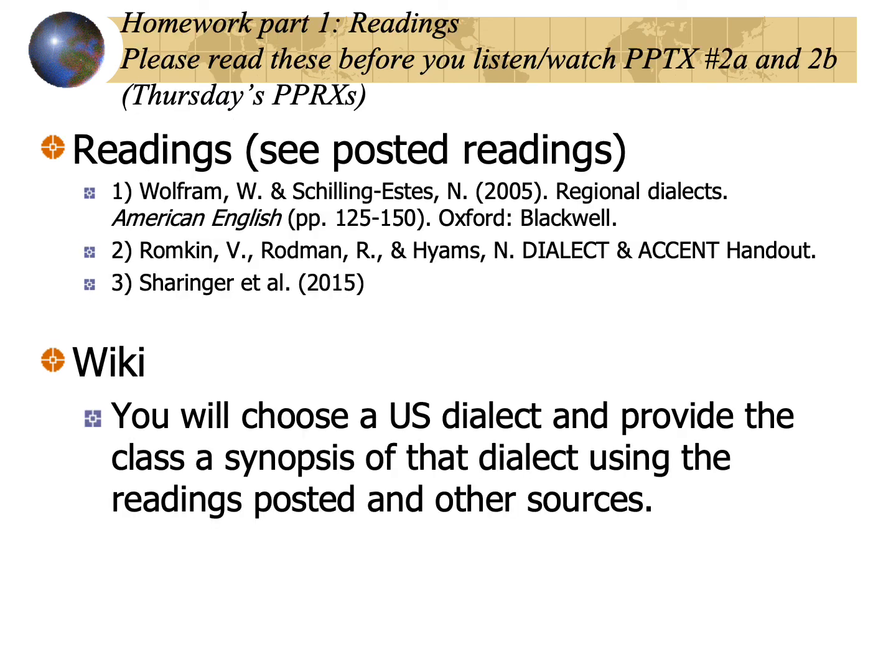For Thursday, or whenever you watch Thursday's PowerPoint, if you could do the readings, there are 3 short readings: Wolfram and Schilling, Romkin and Rodman, that's just a handout, and then Scharinger et al. Read those, and then that will prepare you better for the wiki contribution that you'll do. We'll talk more about this on the Thursday PowerPoints, but you will choose a U.S. dialect. I give you some resources to research that, and then you give us a synopsis of that.